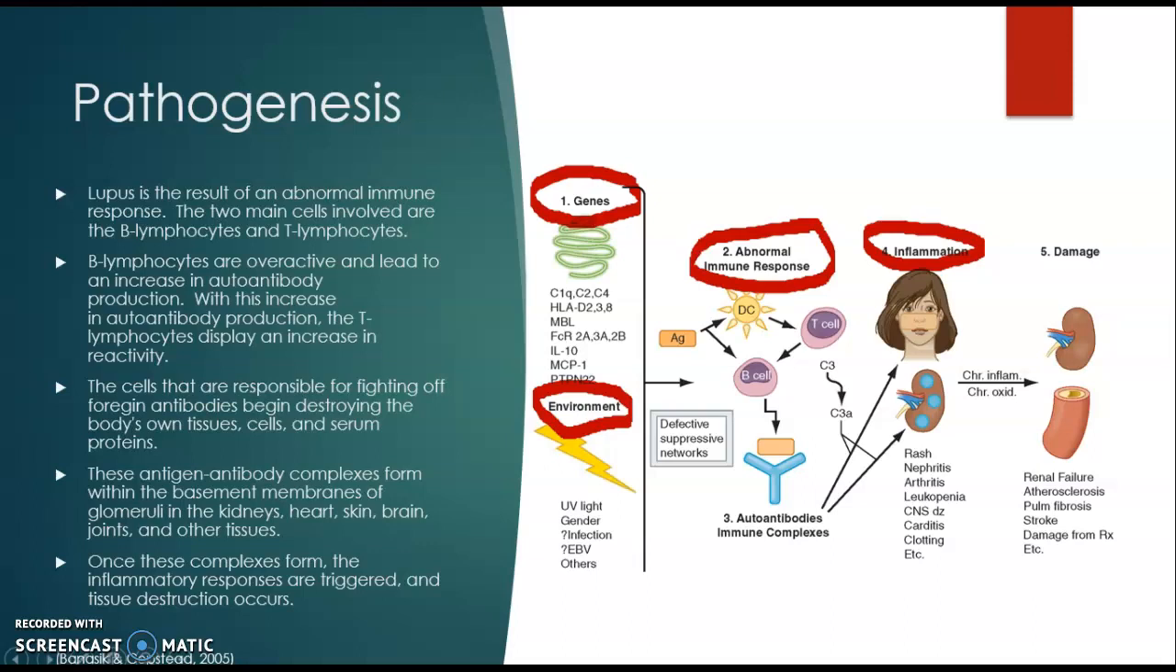What happens is the cells that are responsible for fighting off the foreign antibodies begin destroying the body's own tissues, cells, and serum proteins. And whenever this happens, damage starts to occur within the affected organ systems. This could be anything from the digestive system to the kidneys to the heart. Anything could be affected with this particular disease. Once the complexes form and that inflammatory response is triggered, then the tissue destruction occurs.